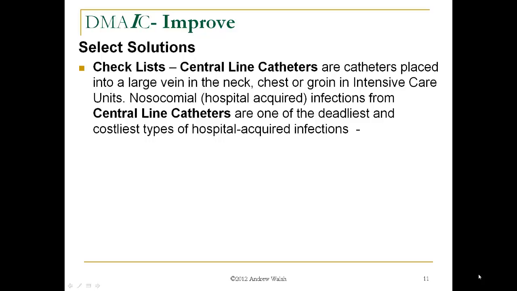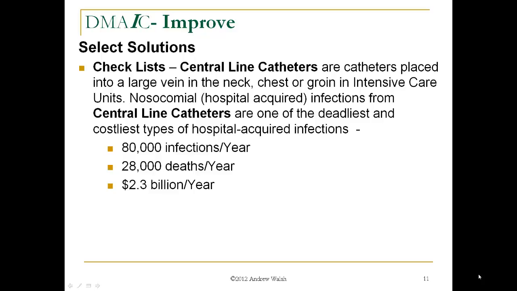Central line catheters are catheters placed in a large vein in the neck, chest, or groin in intensive care units. Nosocomial infections, also known as hospital-acquired infections, from central line catheters are one of the deadliest and costliest types of hospital-acquired infections. They account for 80,000 infections per year, which account for 28,000 deaths per year, for a total cost of $2.3 billion a year. Definitely a Six Sigma type project, just based on the number of deaths.